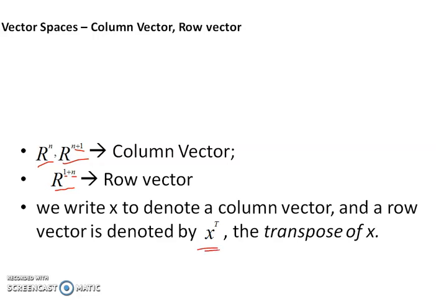If x is a row vector taken from the matrix, then it will be written as x transpose. Usually x is used to represent the column vector. If a row vector is used, then we need to take it as x transpose, which shows the transpose of x.